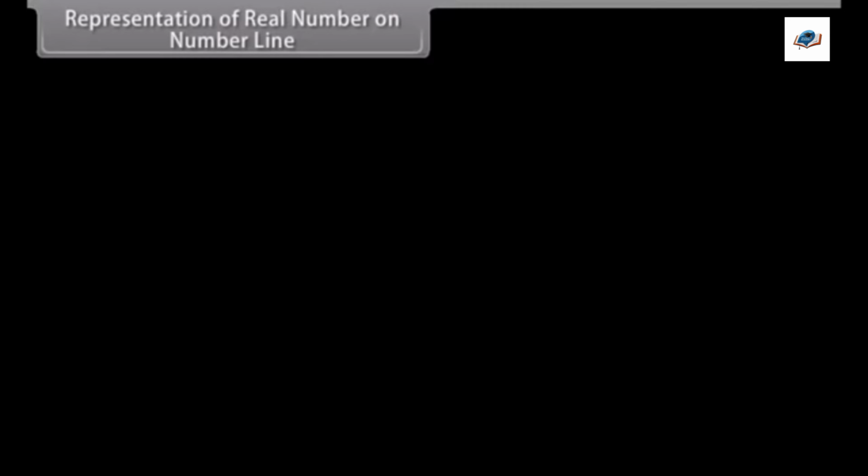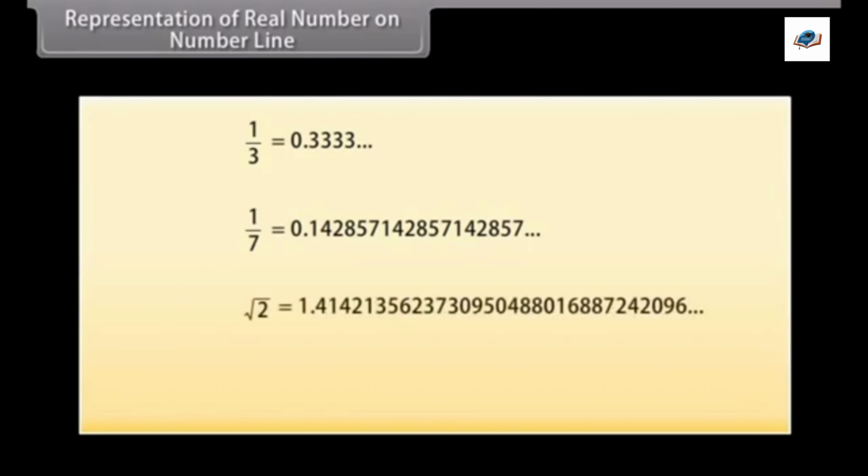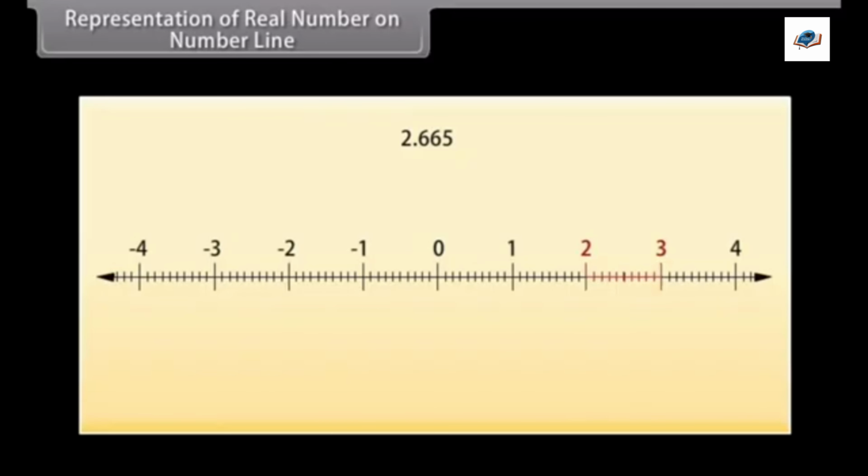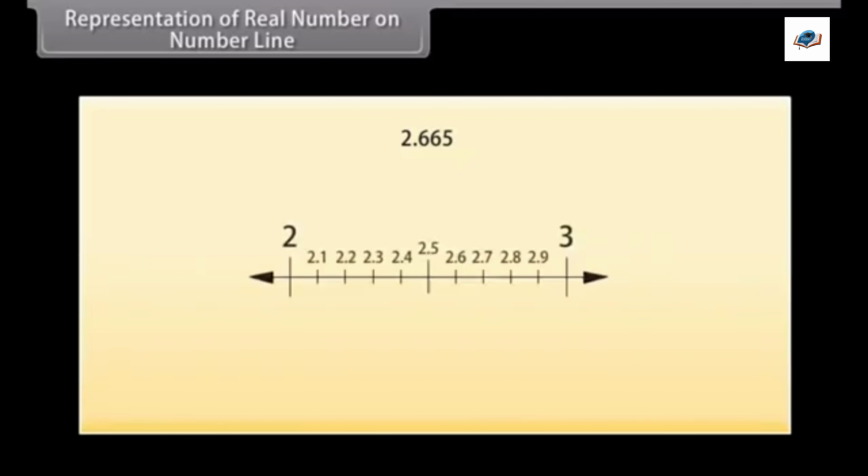Representation of real number on number line. We now know that every real number has a decimal expansion. That decimal expansion helps us to locate it on a number line. Let us locate 2.665 on a number line. We know that it lies somewhere between 2 and 3. Imagine dividing it into 10 equal parts. For a clear view of numbers, now the first part represents 2.1, and the second part is 2.2, and so on. Here, 2.665 lies between 2.6 and 2.7.